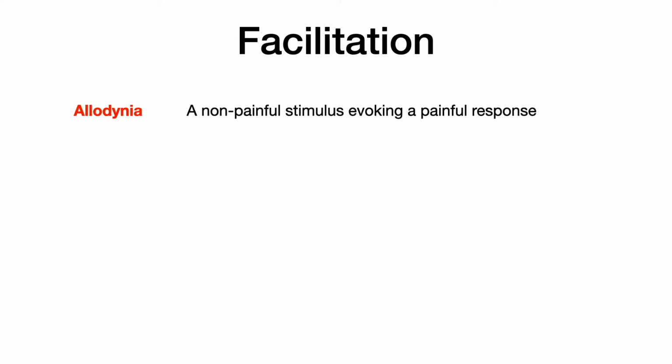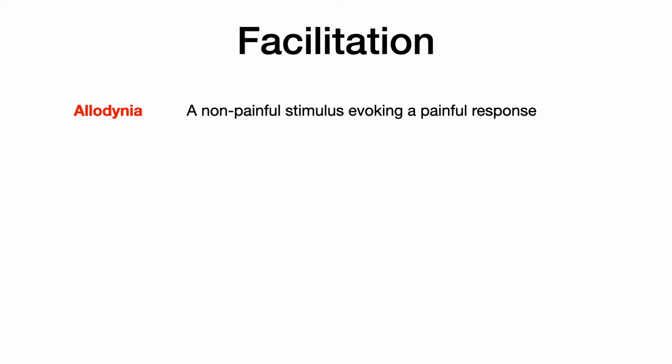The first term is allodynia. Allodynia refers to a non-painful stimulus evoking a painful response. So an example would be, let's say you're getting a flu shot and they rub your arm with an alcohol wipe. Obviously, the alcohol swab is not painful, but if that alcohol swab on your arm evokes an actual pain response where you feel pain in the arm, that's allodynia.